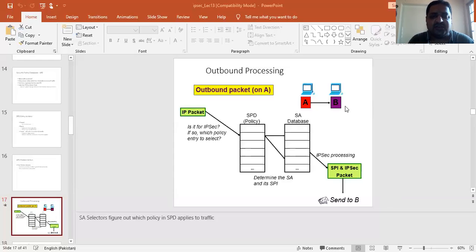So in this way, we are discussing the different methods of providing security at the network layer using the IP security protocol.